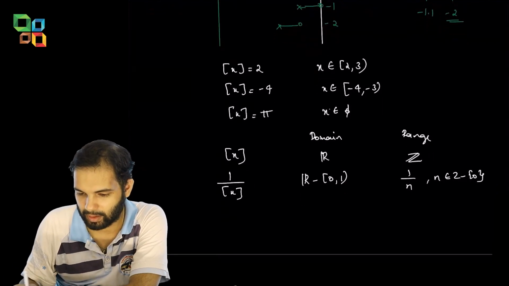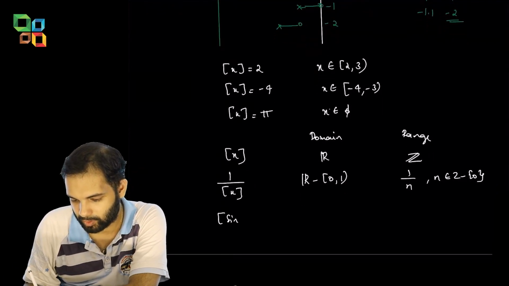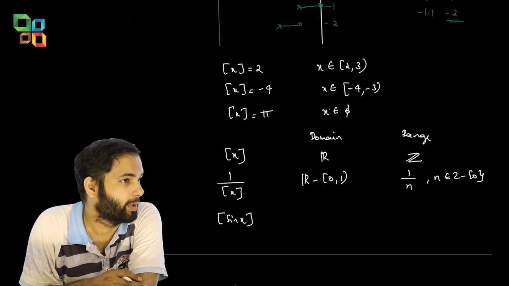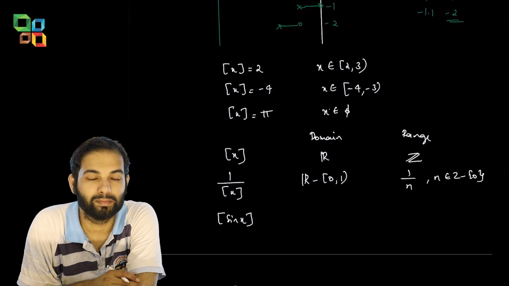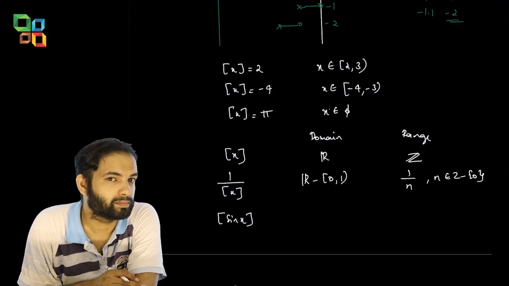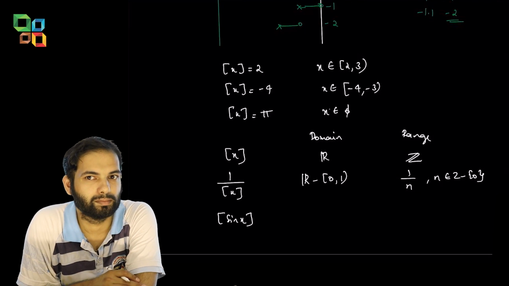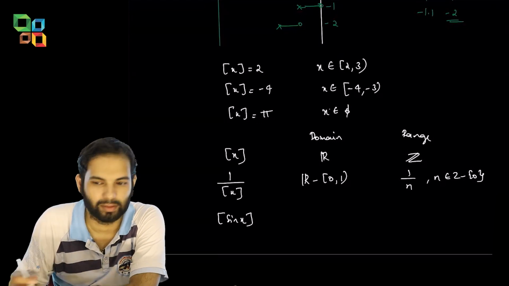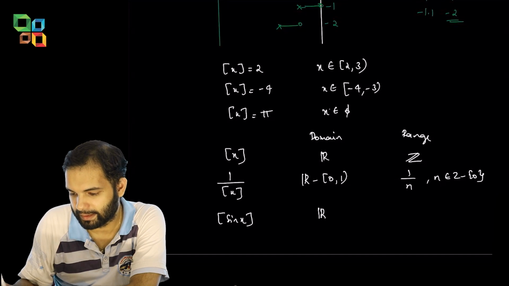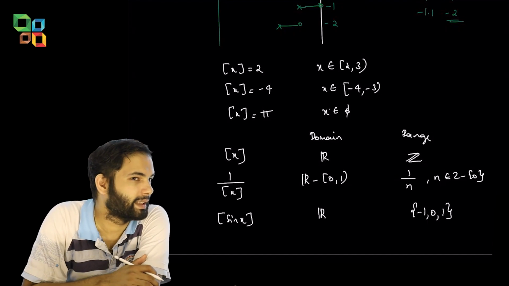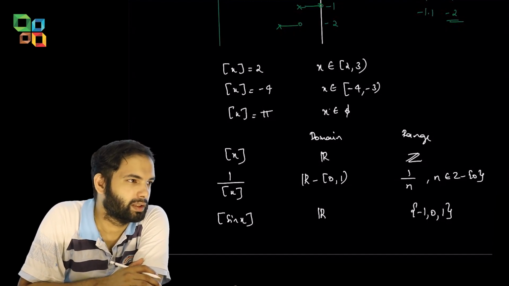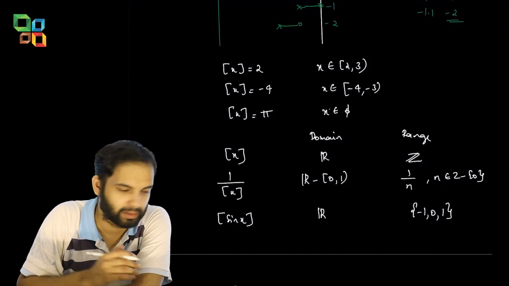Okay. Let's see. What about domain? Integer part of sin x. -1, 0, and 1. That is the range. Right. Domain is all reals, and range is, as we said, -1, 0, and 1. Only 3 elements. Right? Is it fine?